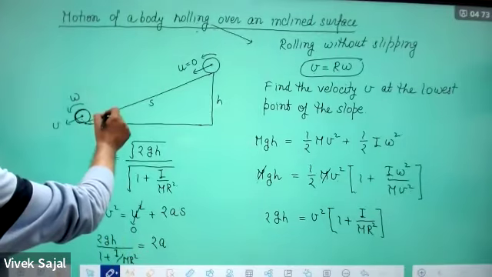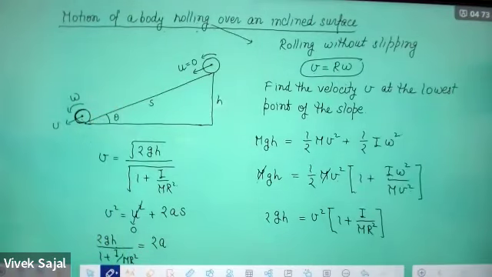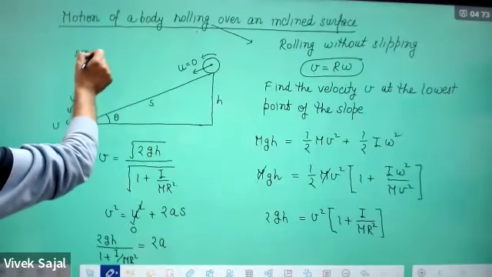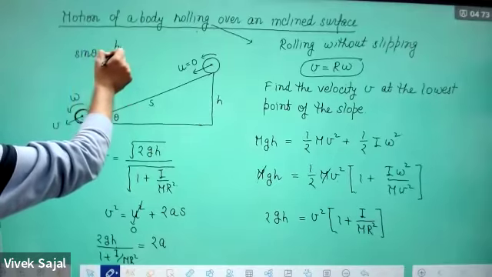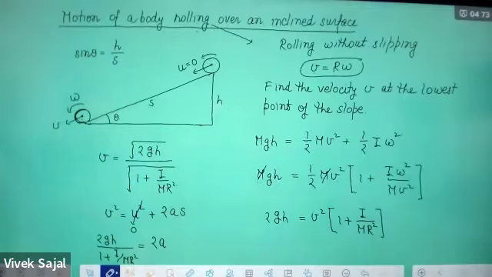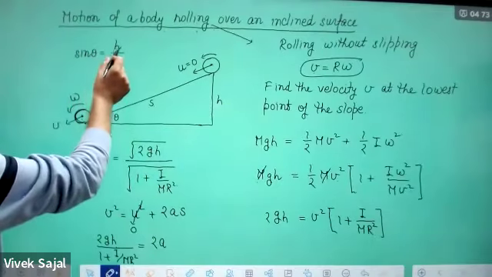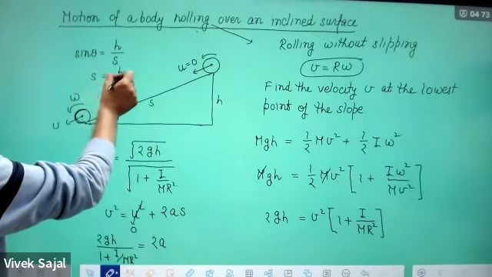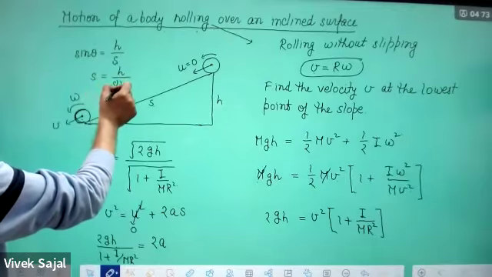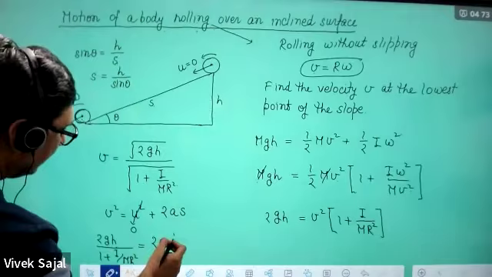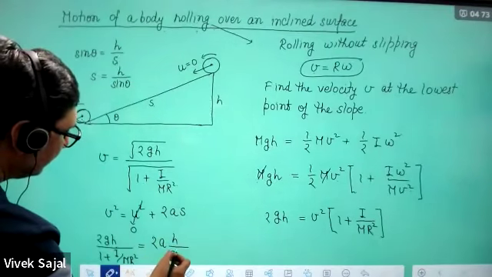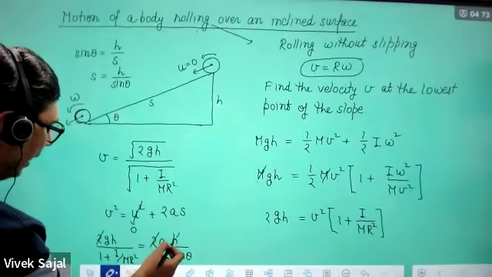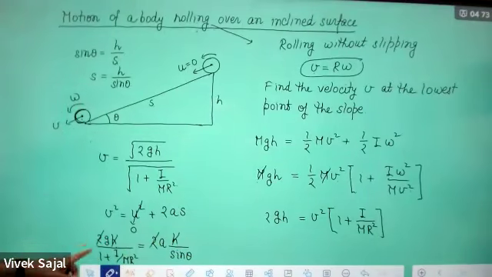If you say that this angle is theta, what is the correlation between h and s? You can observe sine theta is equal to h upon s. So this s will be h upon sine theta. So here I can write h upon sine theta. So this 2 is going to cancel out, h is going to cancel out.